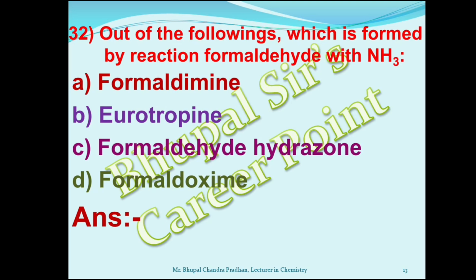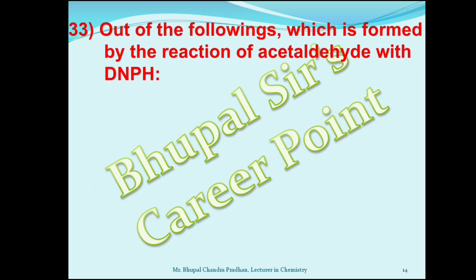When formaldehyde reacts, hexamethylene tetraamine, that is urotropin, is formed. So option B is the correct answer. Thanks for the students who have given option B as their answer in the live chat. Now let us come for the next question of the session, that is question number 33.